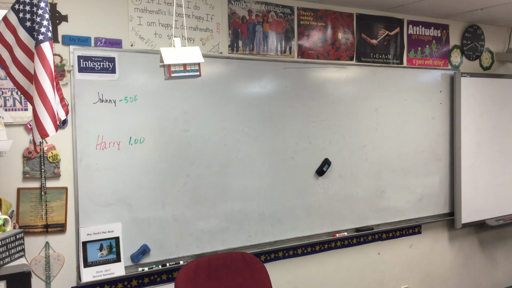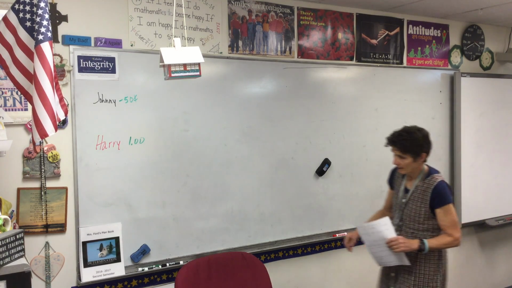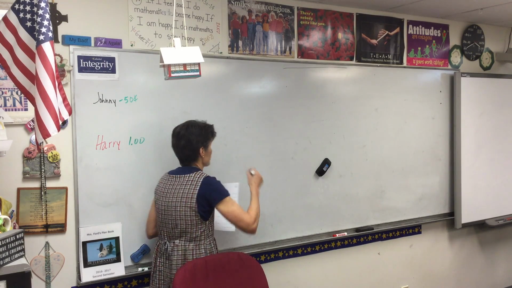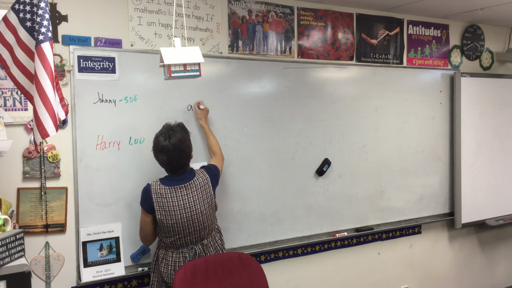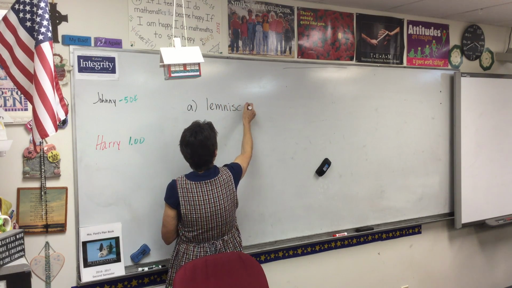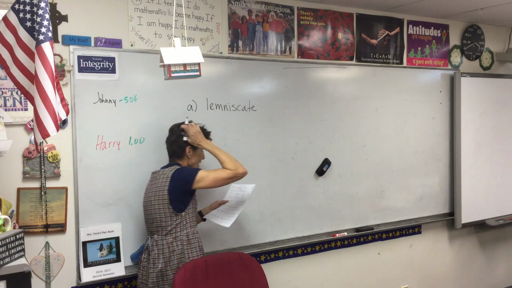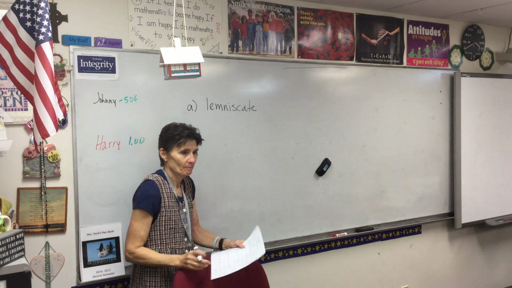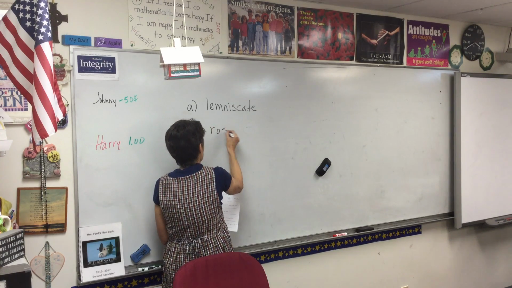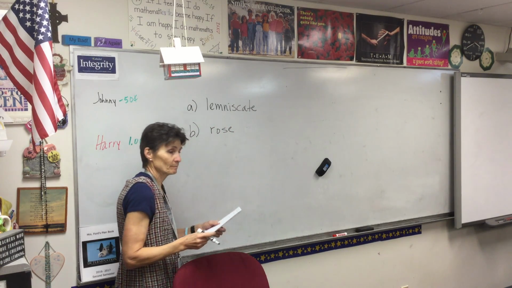And you have to name them and identify them by the picture. So the first one is that figure 8 shape. The figure 8 shape is a lemniscate. Lemniscate, figure 8. The second one's easy. That one is the rose.